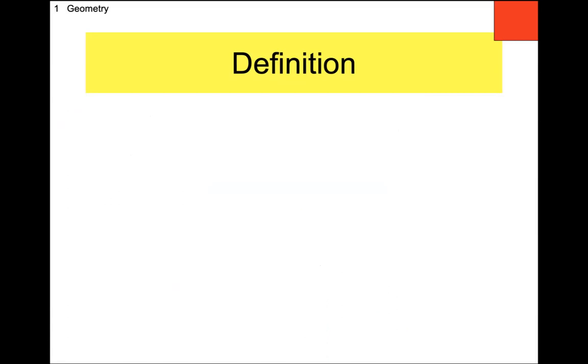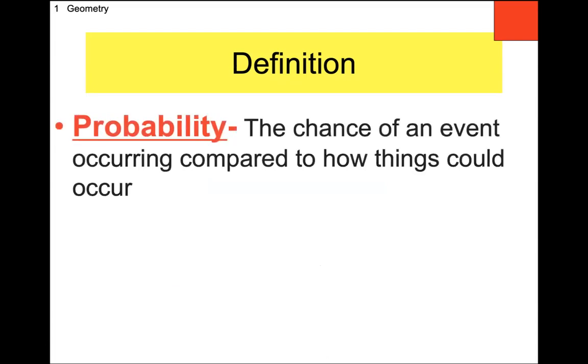Now, on to what we're doing today. Today, we're doing probability. And I don't know if you remember the definition from the last time you had a class on probability, but probability is the chance of an event occurring compared to how many things could occur.